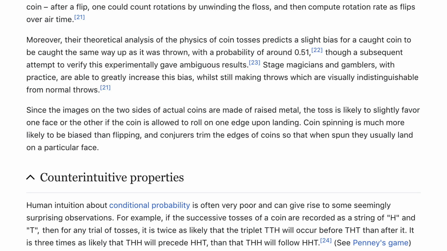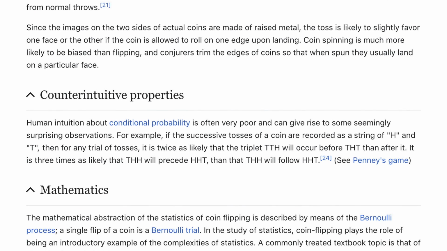The toss is likely to slightly favor one face or the other if the coin is allowed to roll on one edge upon landing. Coin spinning is much more likely to be biased than flipping, and conjurers trim the edges of coins so that when spun, they usually land on a particular face.